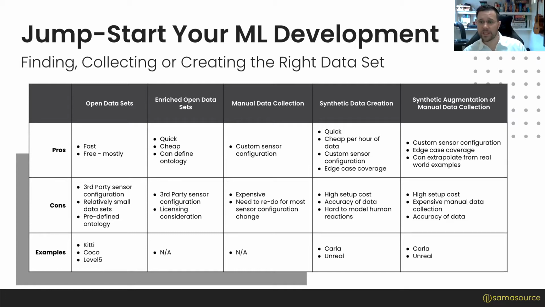Next, we move to synthetic data creation. It's relatively quick and cheap per hour of data to create. You can have your custom sensor configuration, as well as use this for edge case coverage. A great example here is that you don't want to be seeing accidents or being in accidents or near misses when you're doing manual data collection. And this is a really good way to be able to model that out.